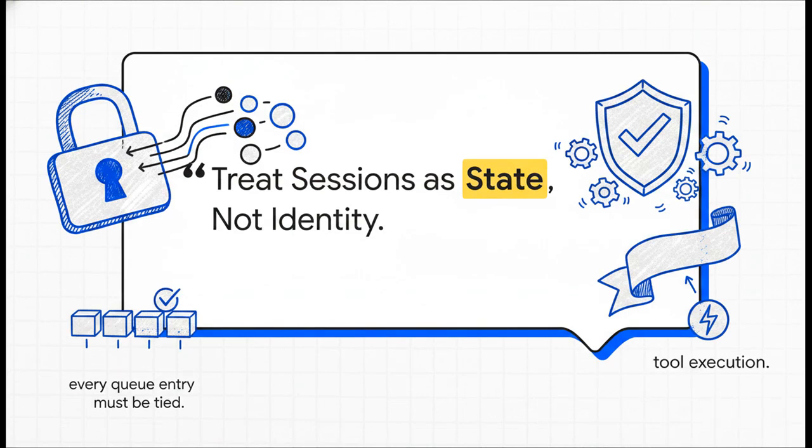Getting this right requires a fundamental shift in mindset. Treat sessions as state, not identity. A session ID alone is dangerously insufficient for authorization. Every single request, every queue entry has to be tied to a dynamically validated OAuth token. That means you are rechecking authorization signatures, you're checking audiences, and you're checking expiry on every single call before any tool is allowed to execute.